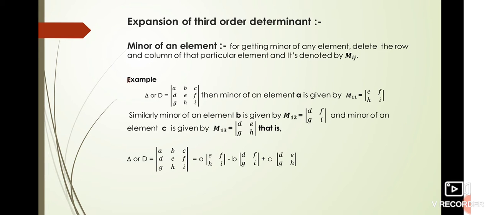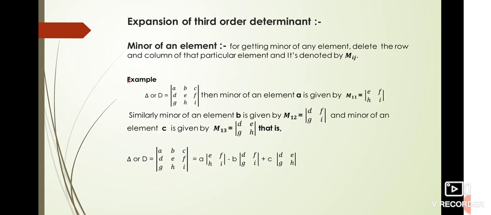Let us see the expansion of a third order determinant, in which first we find the minor of an element. For getting the minor of any element, we delete the row and column of that particular element, and it is denoted by Mij. So what is Mij? M stands for minor, i for ith row and j for jth column.